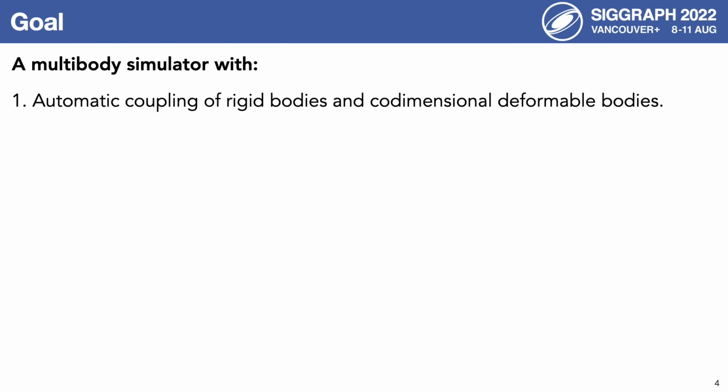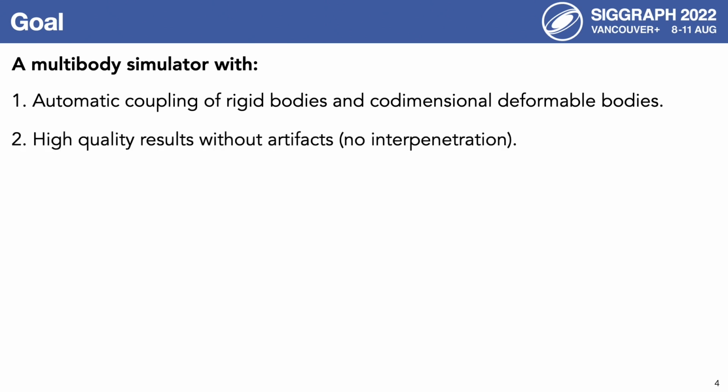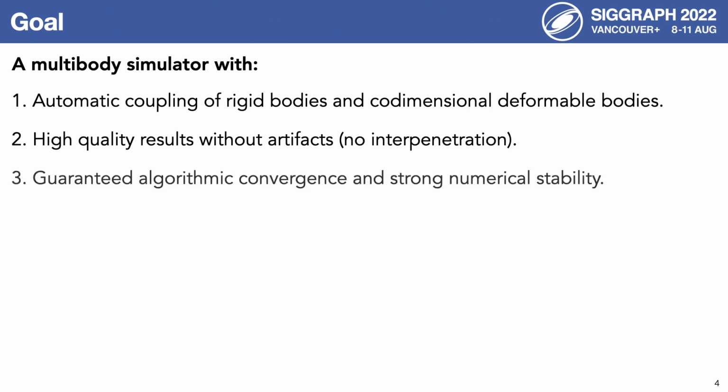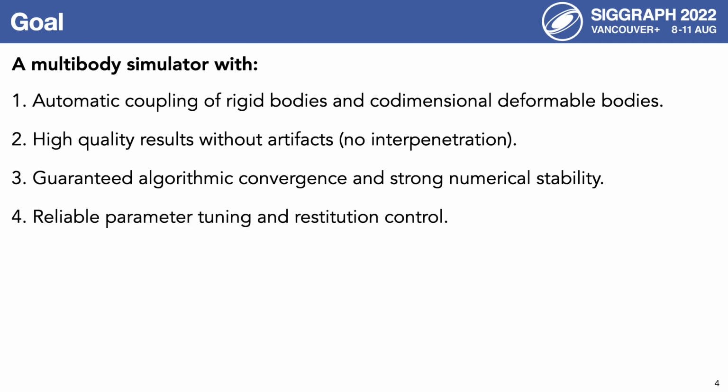Multibody simulation plays an important role in graphics and robotics. Our overall goal is to present a multibody simulator with automatic coupling of rigid bodies and codimensional deformable bodies, high-quality results without artifacts such as interpenetrations, guaranteed algorithmic convergence, and strong numerical stability. Finally, reliable parameter tuning and restitution control.